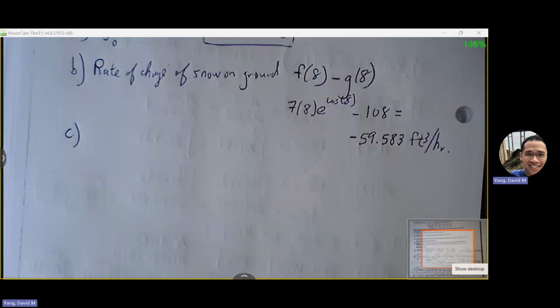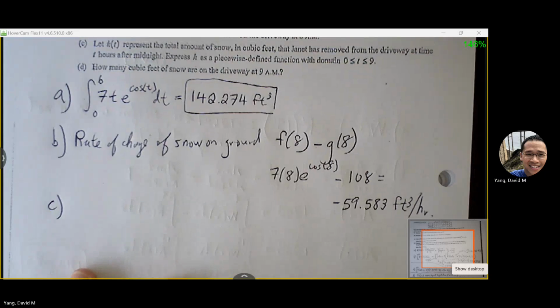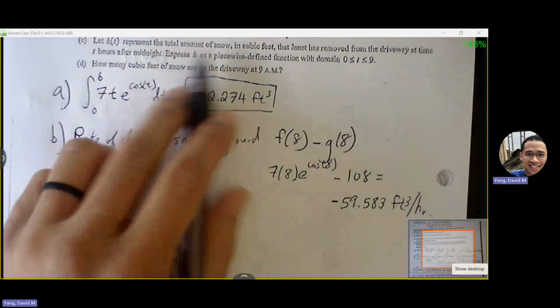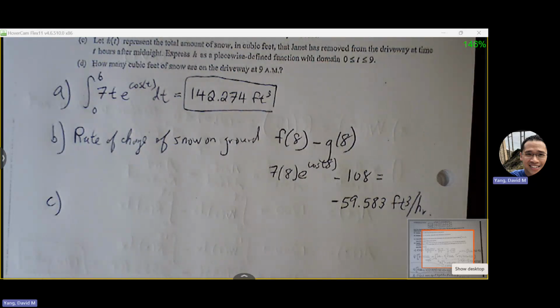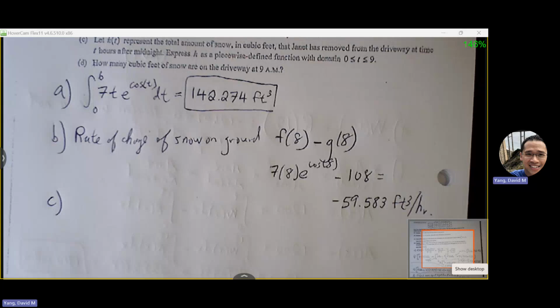Part C, let h of t represent the total amount of snow in cubic feet that Janet has removed. So this goes back to that formula that we've been working on. My final amount equals my initial plus amount added.